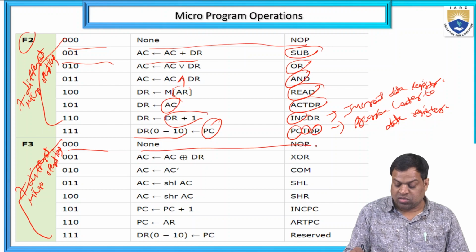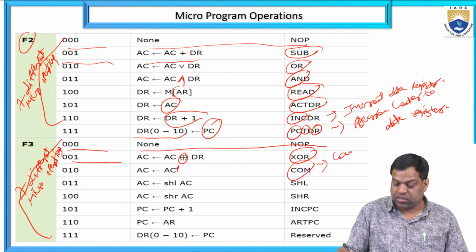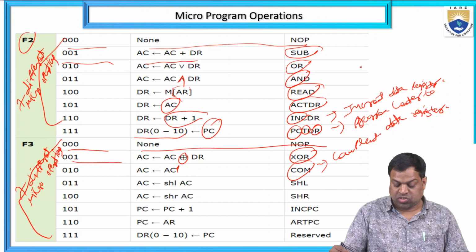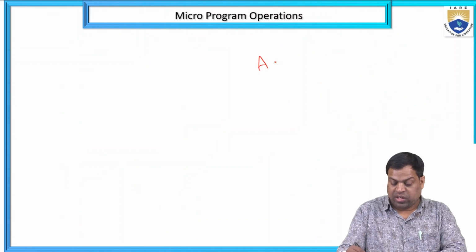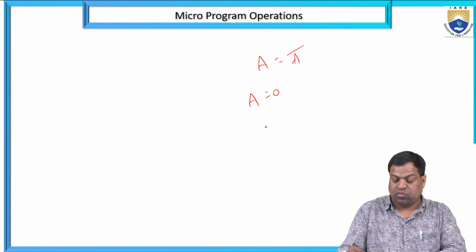Zero zero zero, nothing. Here 001 AC2, this means the XOR symbol, and it is a complement symbol. Complement means, suppose, what is A complement? A bar. Equal to A bar means, suppose I am taking A equal to 0, then A bar equal to 1, that means the opposite value.